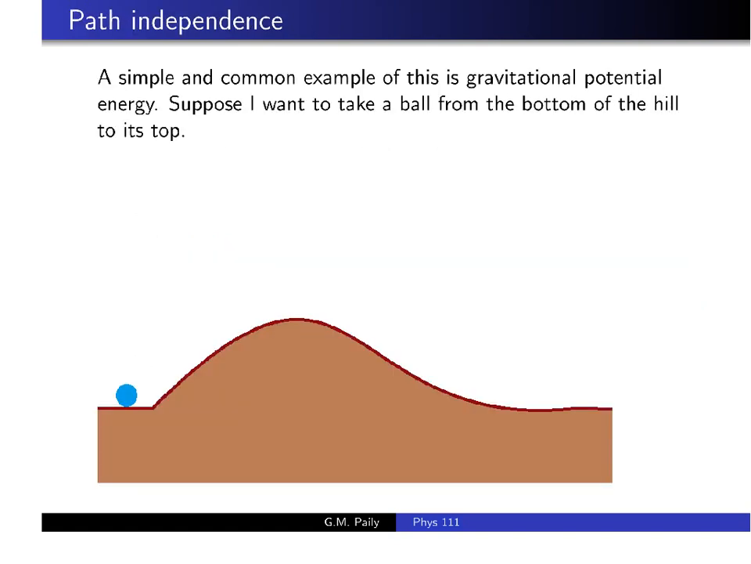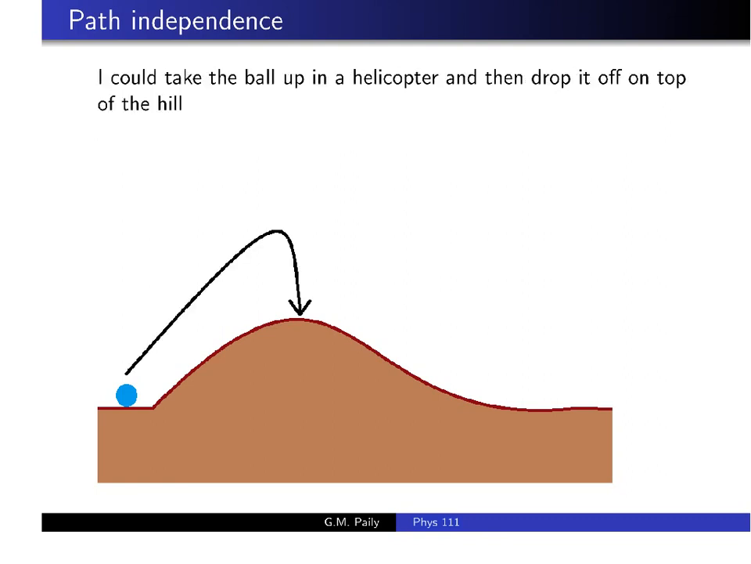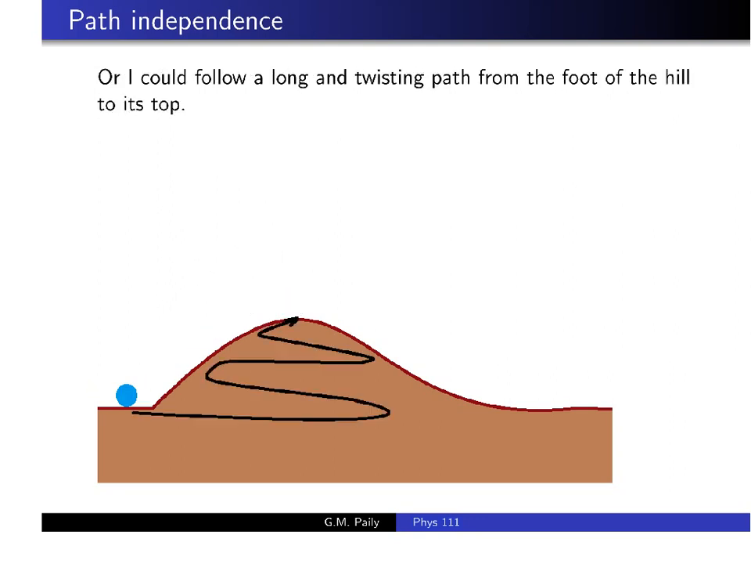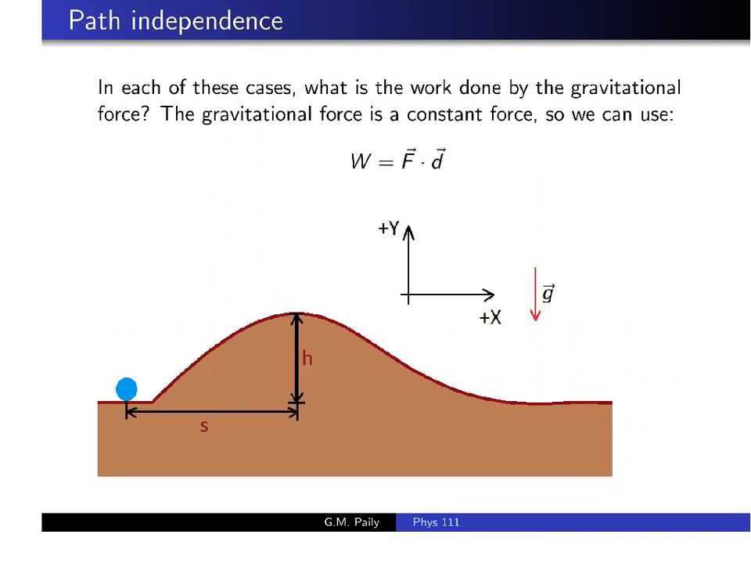So to give an example of that, using gravitational potential energy, let's say I want to take this ball from here and I want to take it to the top. There are many different ways I could do it. I could take the ball up in a helicopter and drop it off on the top of the hill. I could just roll the ball straight up the hill. I could roll it up the hill but take a really long and winding path. All these are perfectly valid ways.